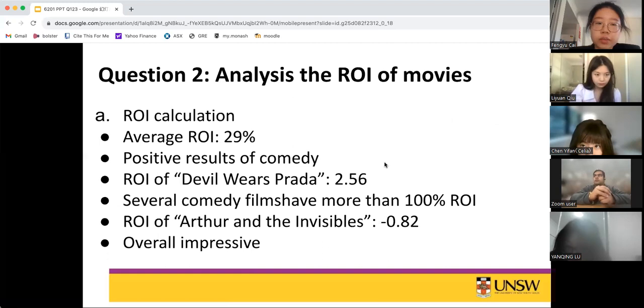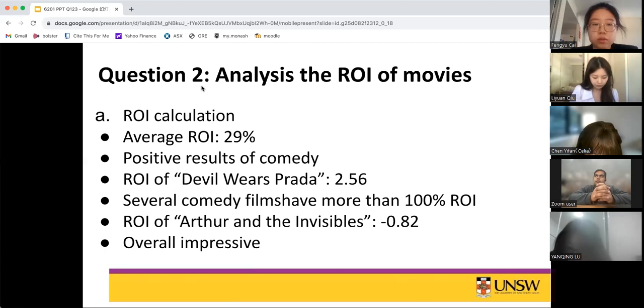Thanks. In this part, we are going to analyze the return on investment of movies. We calculated the return on investment for each movie by Excel. According to the result, the average return on investment for these films is positive, which is around 29%. Among them, most of the comedy films have positive return on investment.